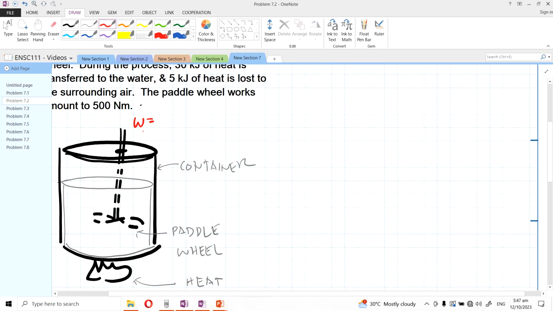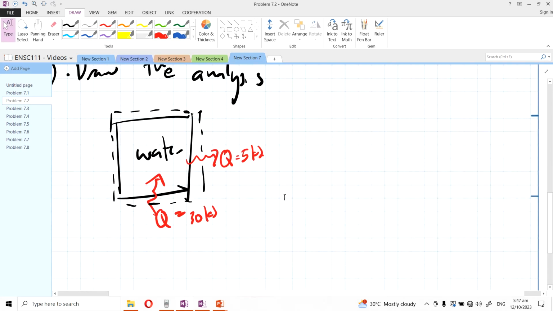So we have work input here. Work is 500 Newton meter. Okay, so the units here for heat use kilojoules, so 1,000 joules, and Newton meter is just equivalent to joules only. So in order to be uniform, maybe we can just write here that this is equal to 0.5 kilojoules, right?